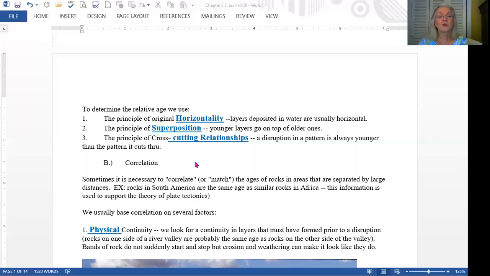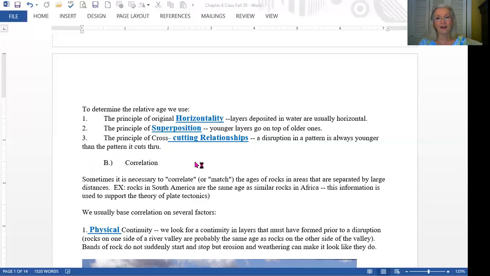So the principle of superposition says that younger layers go on top of older ones. Well, again, that's common sense. The first layer that's deposited is the oldest, and the layer that comes on top of that is a little younger, and then on top of that is even younger, and so on. And then finally, the principle of cross-cutting relationships tells you that the disruption in a pattern is always younger than the pattern it cuts through.